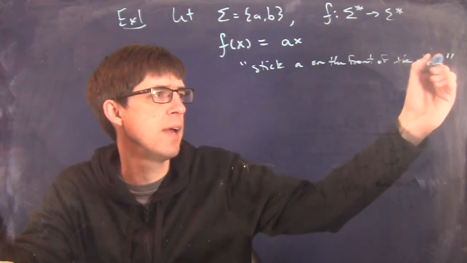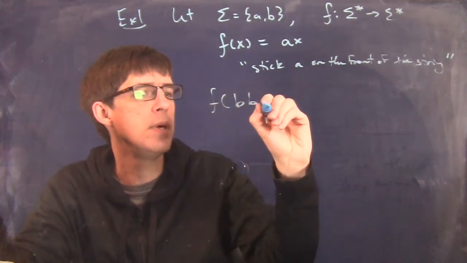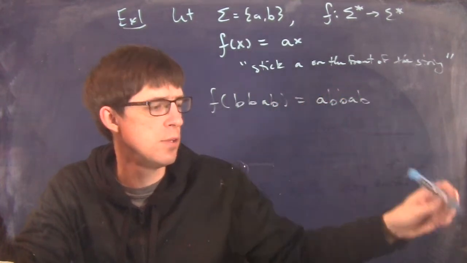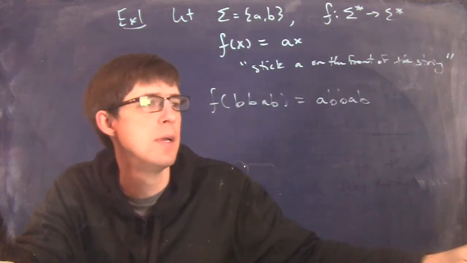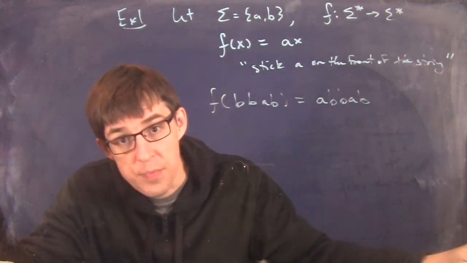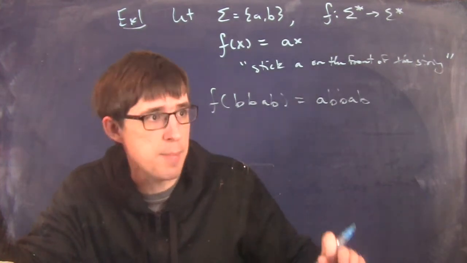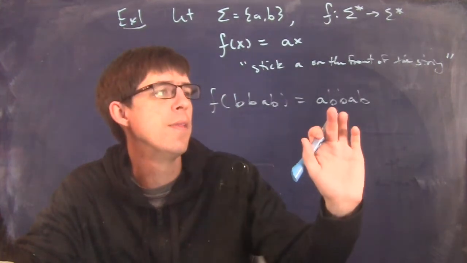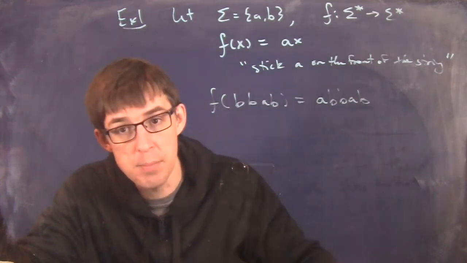That's what f means, right? So, for instance, f of BBAB will be ABBAB. You just insert an A at the beginning of the string. That's what f does. Okay, can you make a Turing machine which does this? By does, I mean a Turing machine where if you started with BBAB on the tape, then the machine would do some stuff and then halt with ABBAB on the tape.